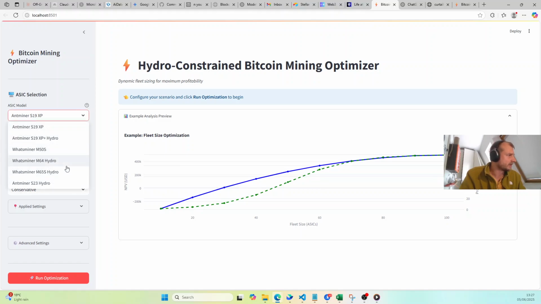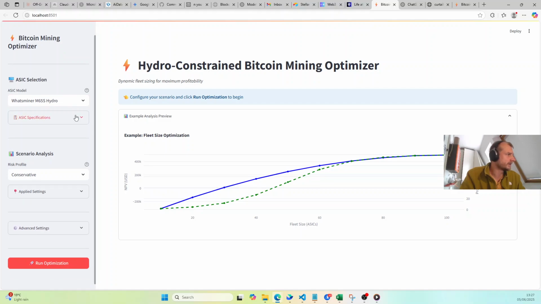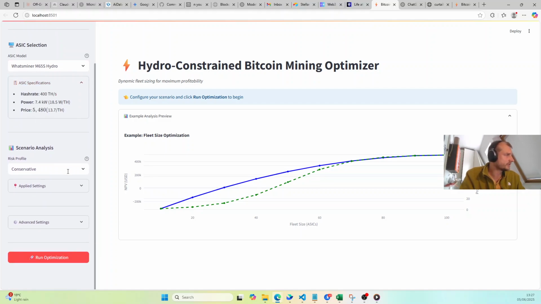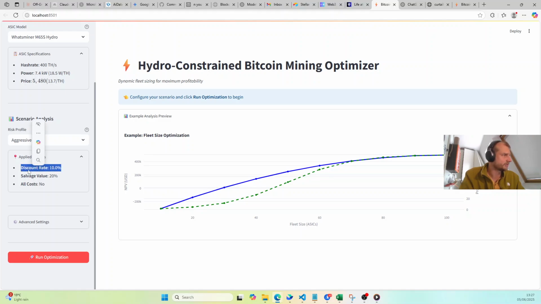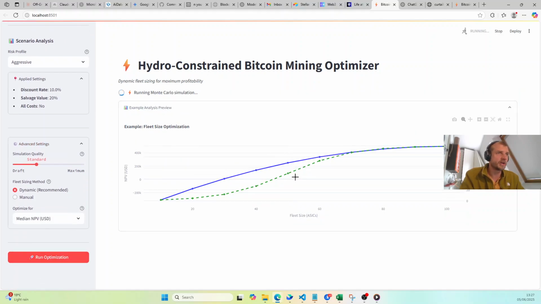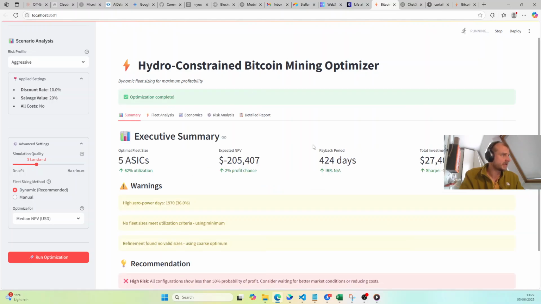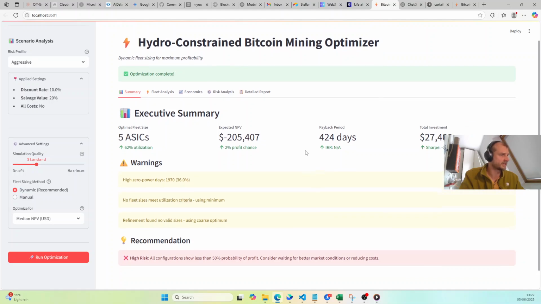So let's take Hydra Miners M65S with the specifications of the miners. We can be a bit more aggressive, which means a lower discount rate and some optimistic salvage values for those miners. You could also go into advanced settings, which I'm not going to show now. And what it tells here is, well, don't invest.